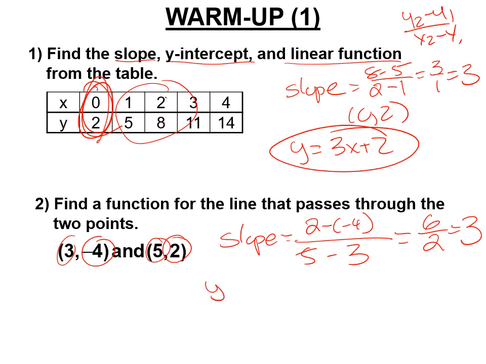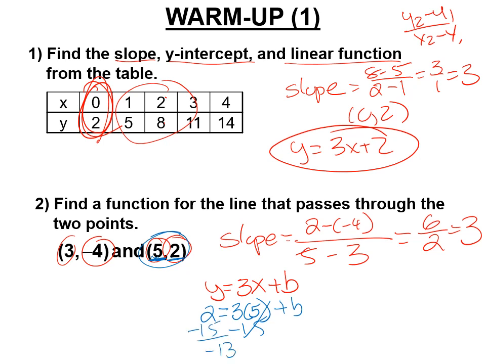All right, so to find the y-intercept, we're going to put this into y equals 3x plus b. Now we can pick either point. Let's pick the one without a negative in it. So 2 equals 3 times 5, where 5 is the x-coordinate and 2 is the y-coordinate. So that's 15, and I'm going to subtract 15 from both sides. 2 minus 15 is negative 13, equals b. So the y-intercept is (0, negative 13). The equation of the only line that goes through both of those points is y equals 3x minus 13.